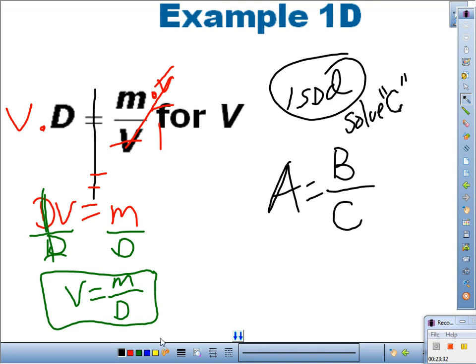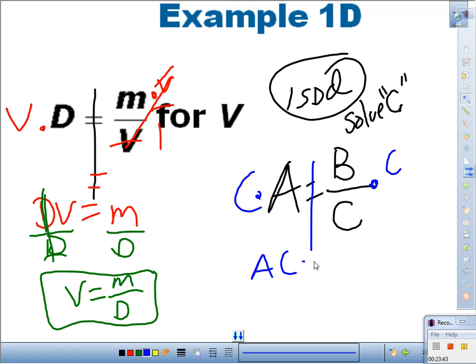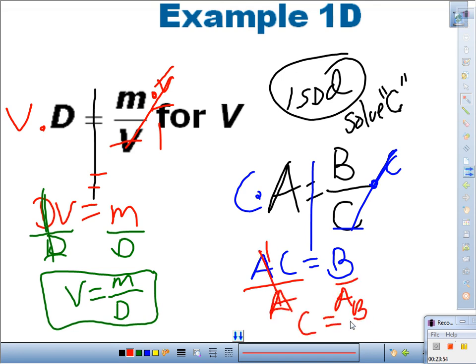All right, Brody, go. What do I do? Multiply C to both sides, so we end up with AC equals B, because this is a giant 1. And then divide by A, therefore C equals B over A. Hands if you got that.